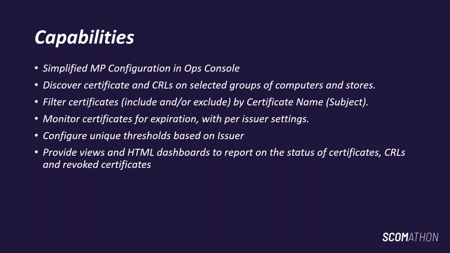You can monitor certificates for expirations and per issuer settings, right? There's a property issuer for every certificate. You can monitor at that specific level. You can set up unique thresholds based on issuer. Let's say some certificate is issued by Cisco, and another certificate is issued by, let's say, F5. You can say for F5 certificates, set a threshold as 45 days, whereas for Cisco as 90 days. Right? Those are the unique thresholds.